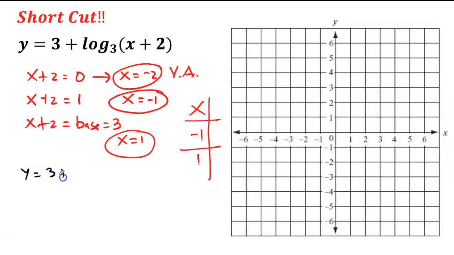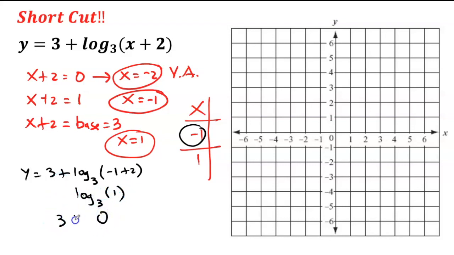y equals 3 plus log on base 3 of x plus 2. Let's use the first one, negative 1 plus 2. Log on base 3 of negative 1 plus 2, which is 1. And we said that log of 1 will always give me 0. And this is 3 plus 0, so the answer is 3.